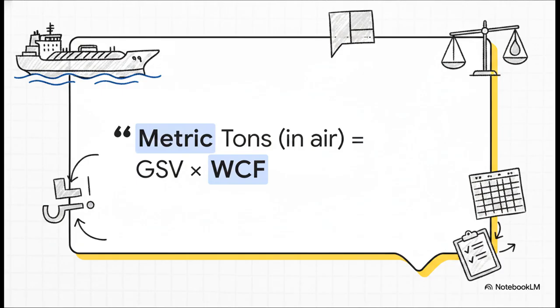Step 5 brings us to the final triumphant equation. We take that standardized volume, the GSV, and we multiply it by the weight conversion factor, or WCF, derived from ASTM Table 56. This finally converts our standardized volume into a physical weight, metric tons. And just a quick note for step 6, to find the exact cargo transferred, you'd run this exact same pipeline for any quantities already on board before loading or remaining on board after discharge and simply subtract the difference.